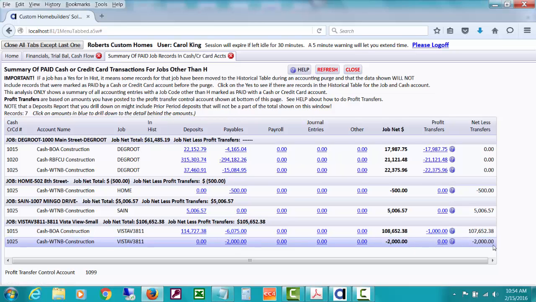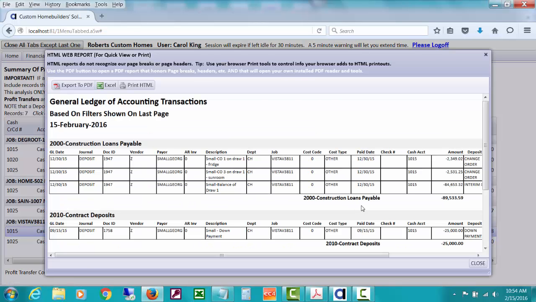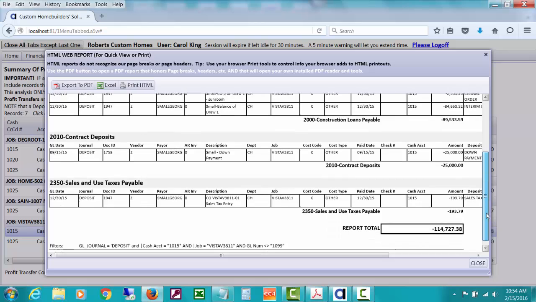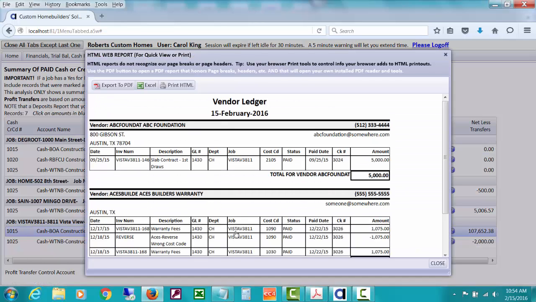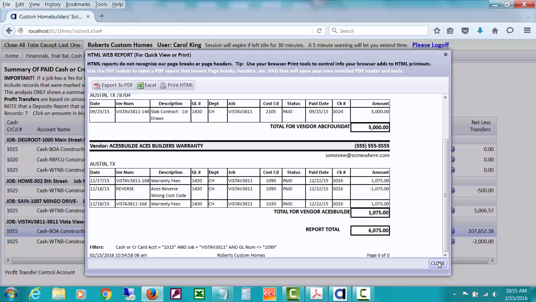There's been no profit transfers, but here we have done deposits of $114,000, and we can get a printout of that. This is only checks that we've paid here, so we can get a printout of that. And these are just paid.